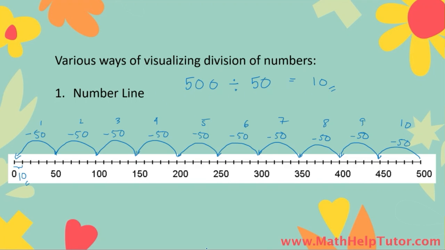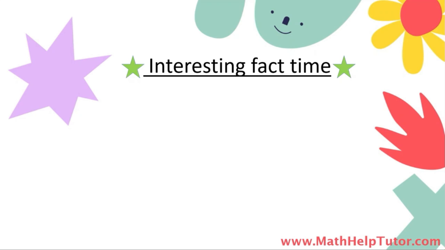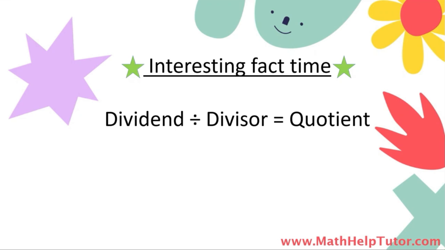So as you can see, the number line is a very helpful way for us to understand how the division operation works. Now it's time for interesting fact time. Do you know that, like in multiplication, each part of the division operation has a name? The first part, or the total number that we are going to split up, is called the dividend. The number of parts that we are going to split the dividend by is called the divisor, and the answer to the division operation is called the quotient.